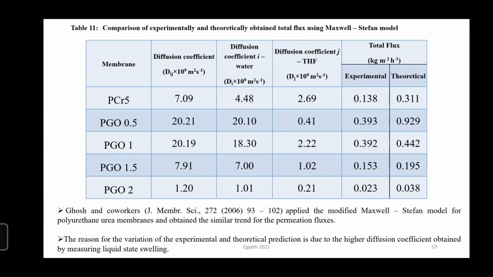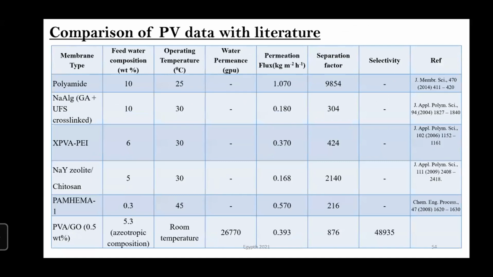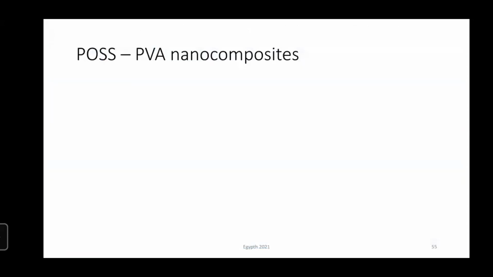Graphene oxide reinforced polyvinyl alcohol nanocomposite membranes. Also, they compare the experimental result with the literature. This graphene oxide cross-linked PVA membrane shows a higher separation factor, because in our study we are mainly focusing on this azeotropic composition. So the separation factor is somewhat higher compared to the literature.